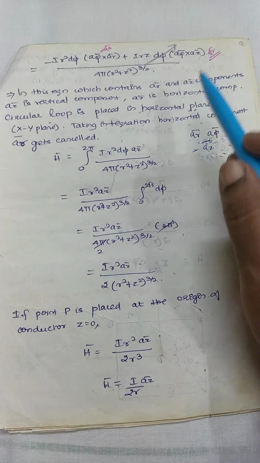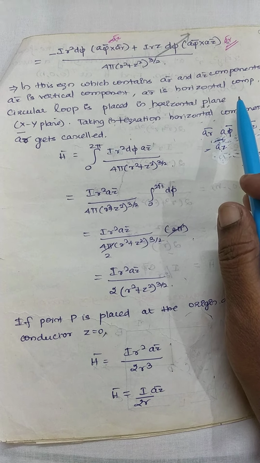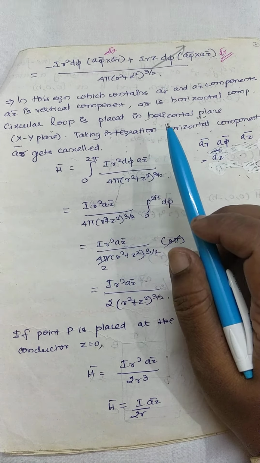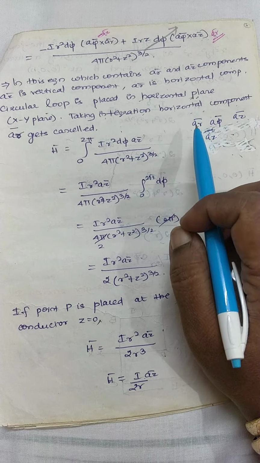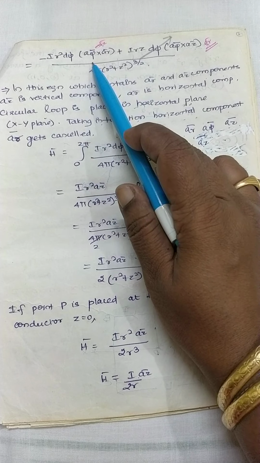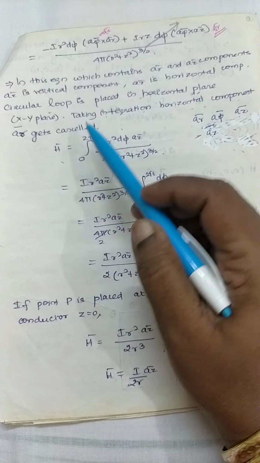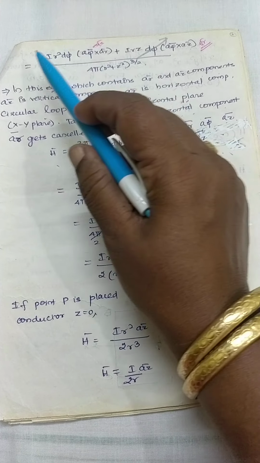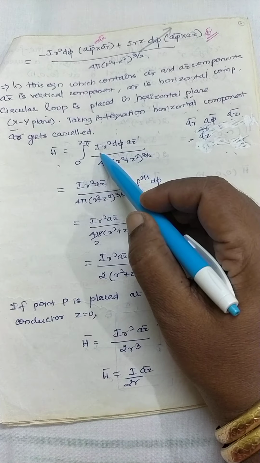Now we can learn in this analysis, AR vector is a horizontal component, but the circular loop is placed in the horizontal plane. So taking the integration, AR component does not exist, which means that AR is cancelled out. We have only this component existing. So I write H vector is equal to integral of this value. This is actually dH on the left hand side. So from this I need the H value.